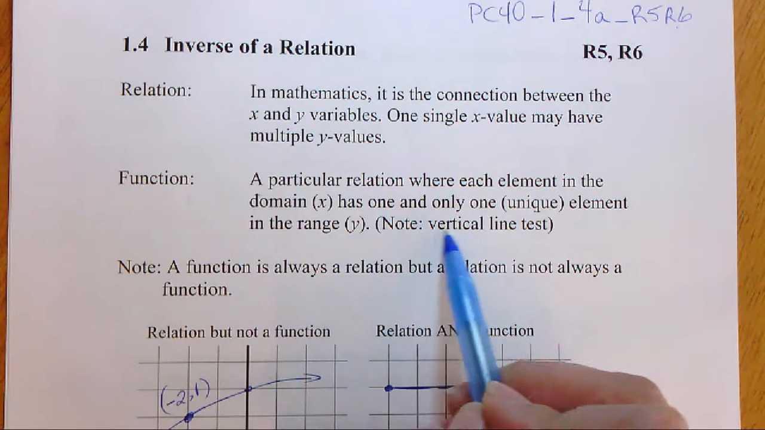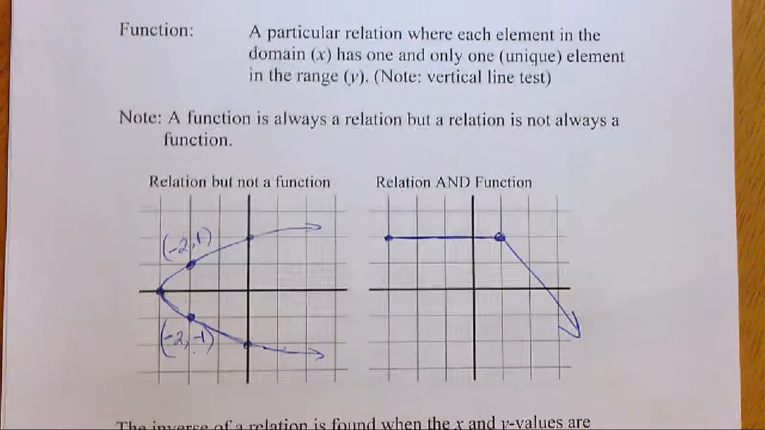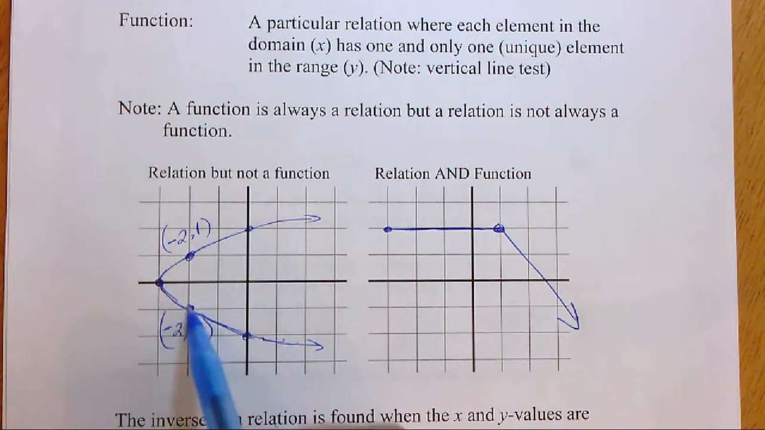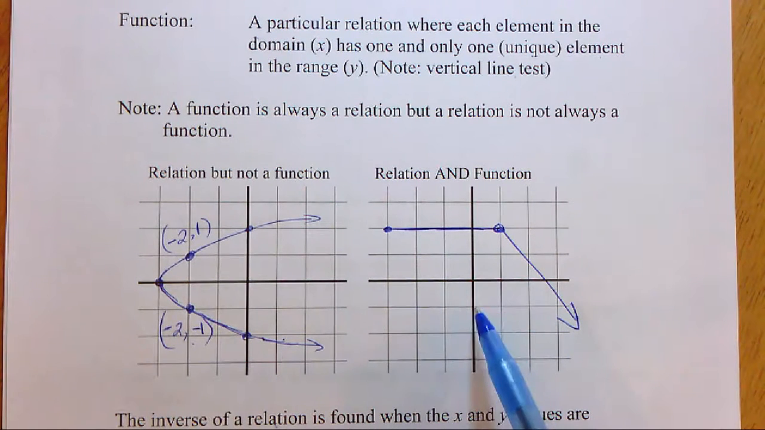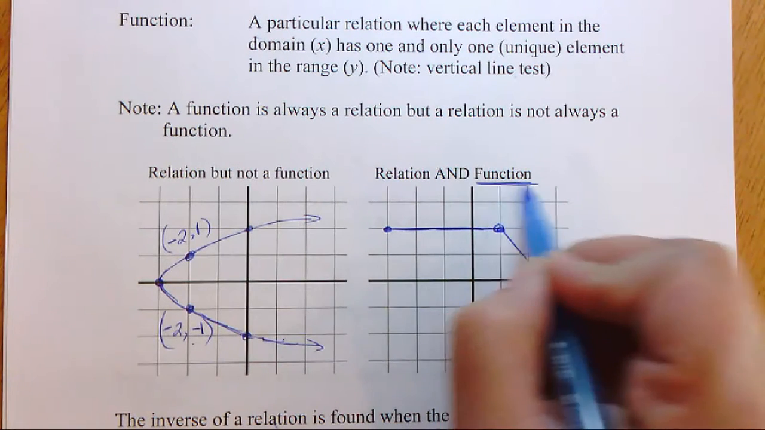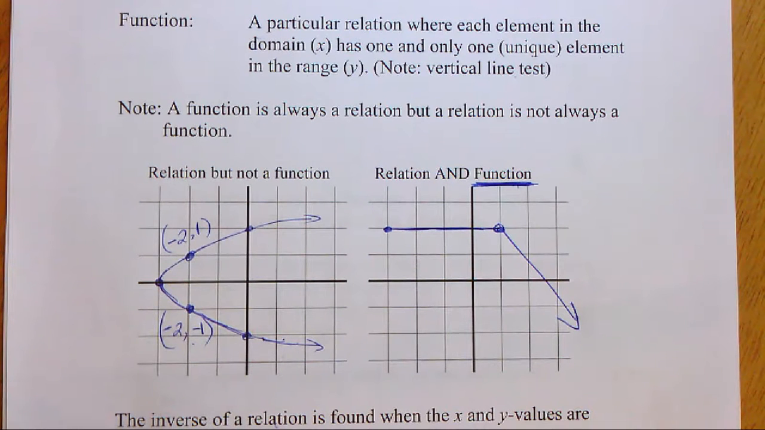All right? So we're going to look at something called the vertical line test. Here is a diagram that I've drawn, a graph. This one is a relation, but it's not a function. And this one here is a relation, and it's also a function. So this passes the test to be a function. Let's look at what this vertical line test is.